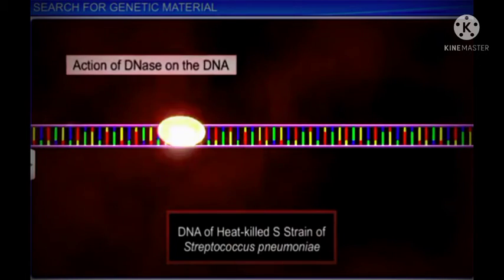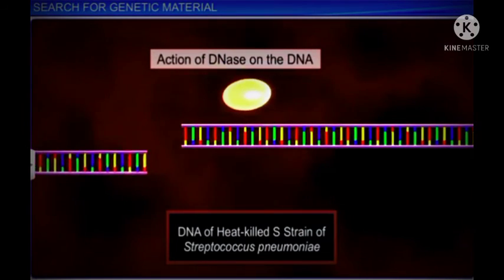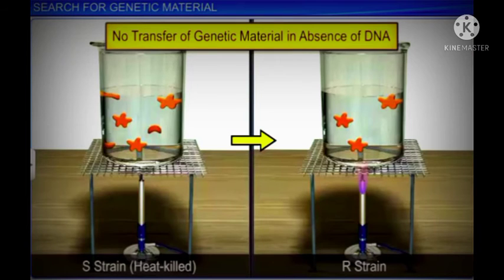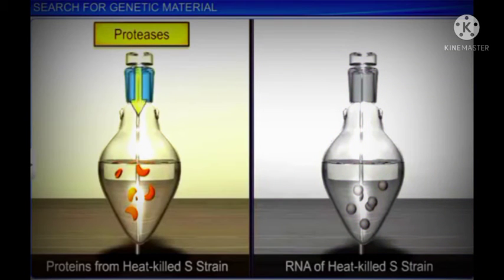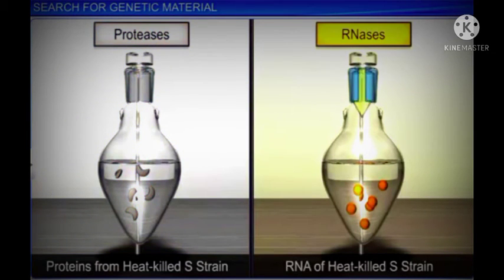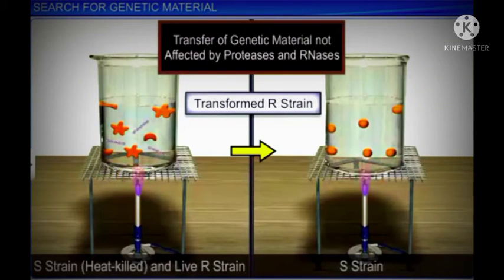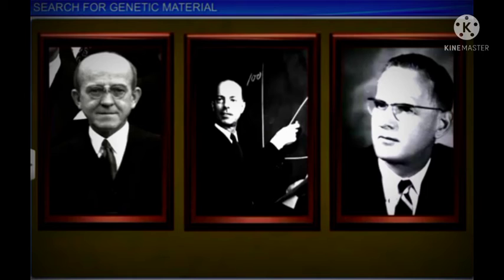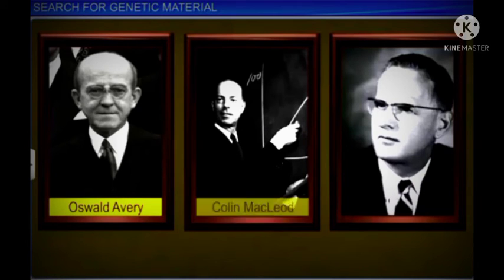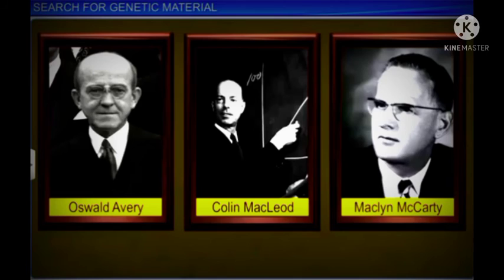They also found that digestion of the DNA of heat-killed S strain with DNase inhibited transformation. Further, the scientists also discovered that addition of proteases or protein-digesting enzymes and RNases or RNA-digesting enzymes did not affect the transformation. This led to the conclusion that proteins or RNA were not transforming substances and implied that DNA was the cause for the transformation. Thus, through their experiments, Oswald Avery, Colin MacLeod, and Maclyn McCarty concluded that DNA is the hereditary material in most living organisms.